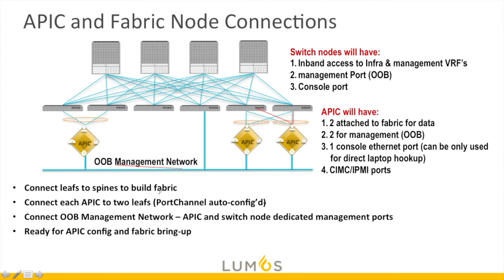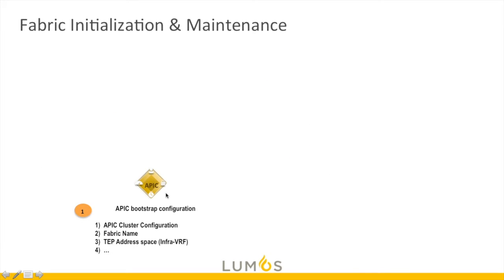So connect the leaves to the spines to build the fabric. Each APIC to 2 leaves. The port channel is auto-configured, or the VPC. And then connect the out-of-band network. Connect the APIC and the switch nodes to dedicated management ports. Again, it's probably a good idea to use the out-of-band rather than the in-band. Again, you can use both, but if you do use both, it will prefer the in-band versus the out-of-band. And then once you're done with that, the APIC is ready for configuration and fabric startup.